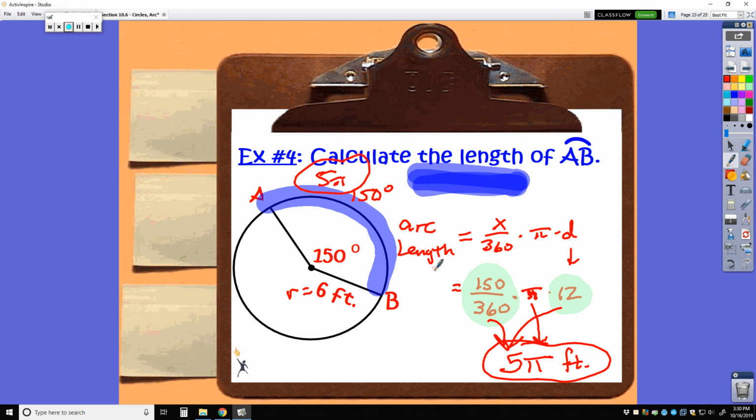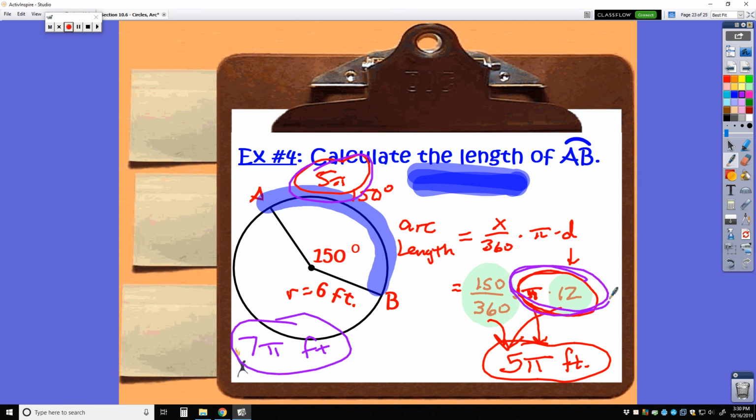Now, we could also talk about this. The whole circumference is 12 pi, so could I now ask you, how long is the other arc, this major arc? I don't have a third point to give it a proper major arc name, but how many feet is the rest of this? Well, it would have to be 7 pi feet, right? Because 7 pi feet plus 5 pi feet would give me the full circumference 12 pi.